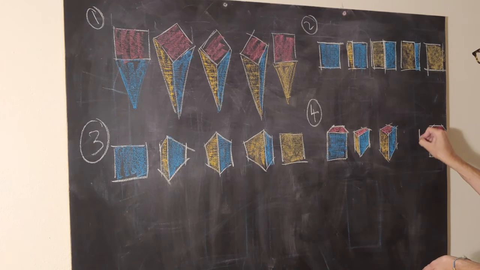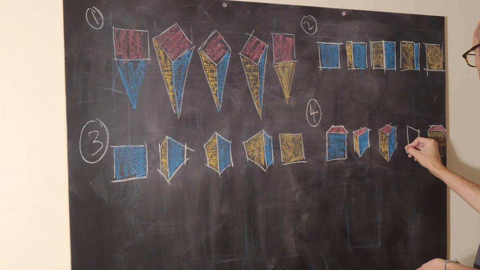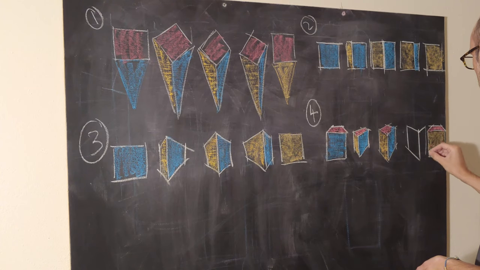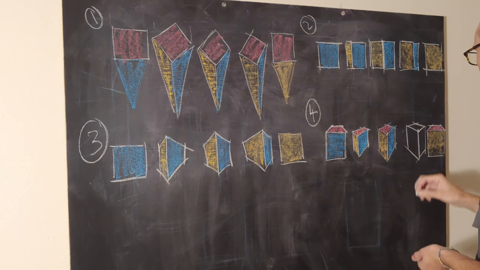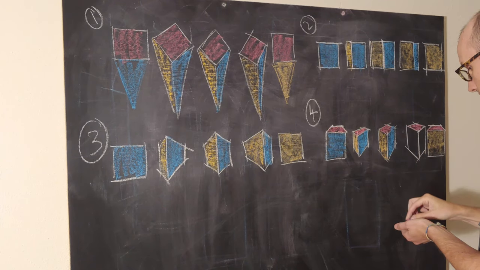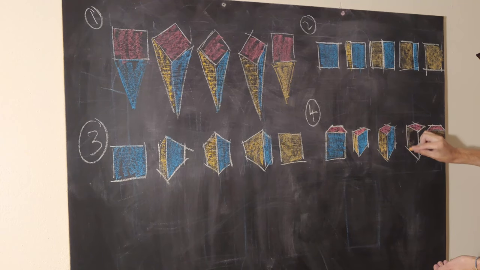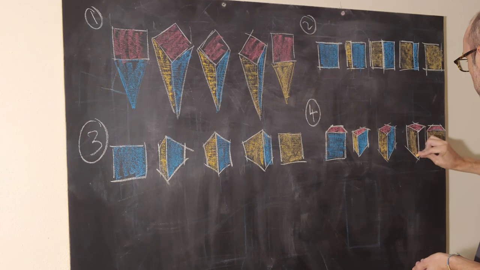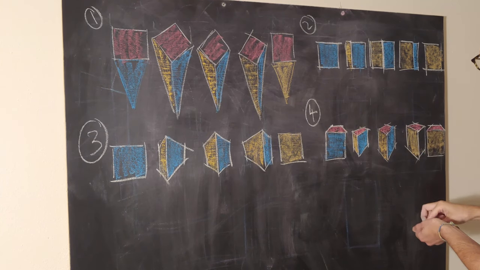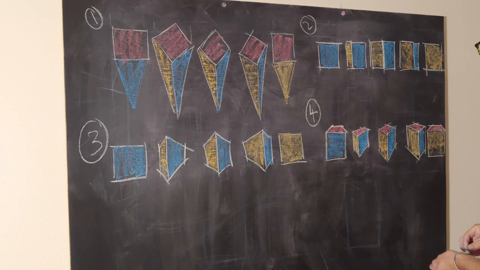So we want to see a bunch of orange. We want to see a sliver of blue. And we want to see the top. So we got the top, we got a bunch of orange coming in, we have a sliver of blue, and then we rotate fully.